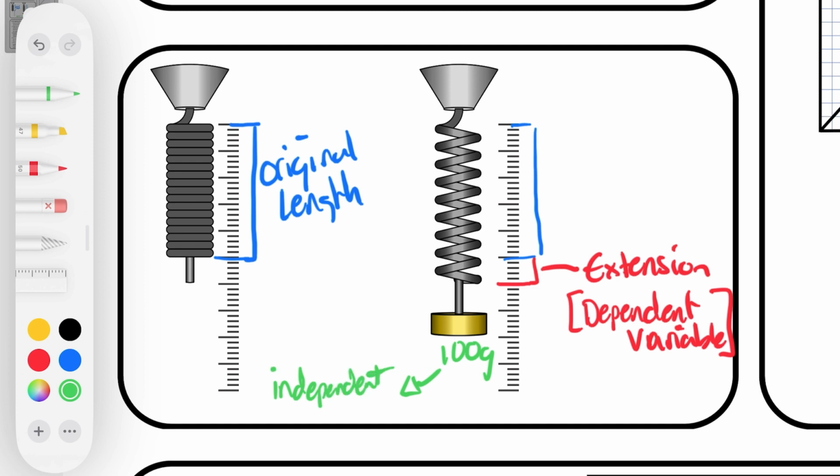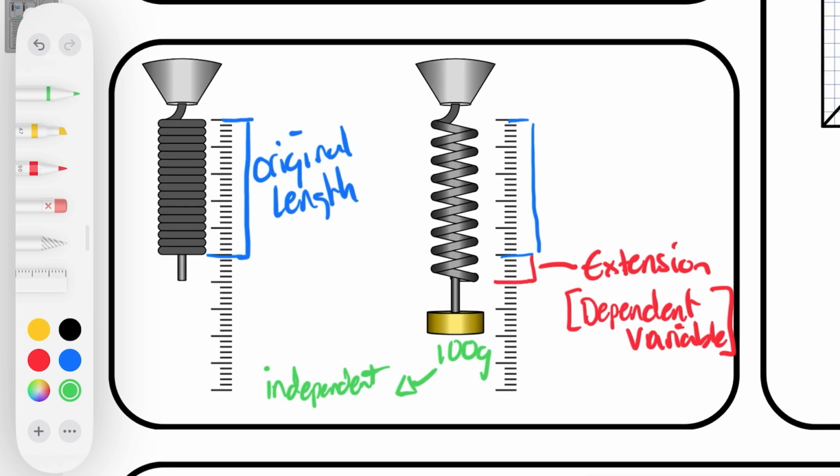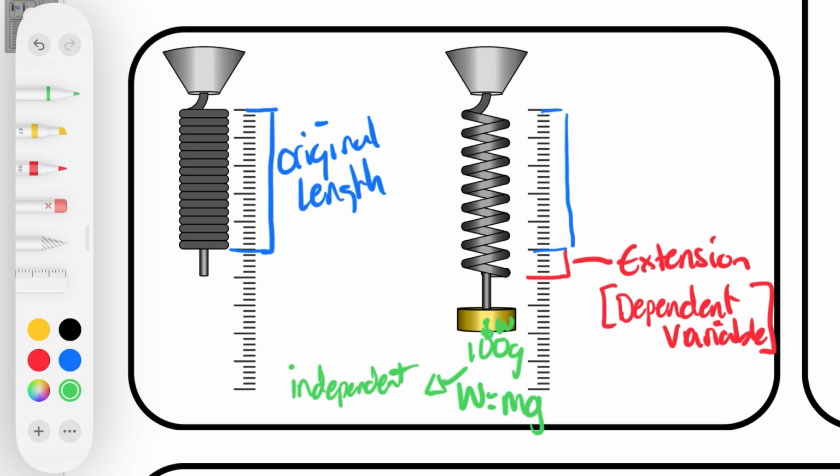However, if we think about the definition at the top, let's talk about force. So we actually need to use the W equals mg equation and turn that into a force. We don't want to use it as mass, we want to use it as a force. We want it to be in newtons. So we're looking at the weight, because obviously that mass is going to have a weight associated with it.